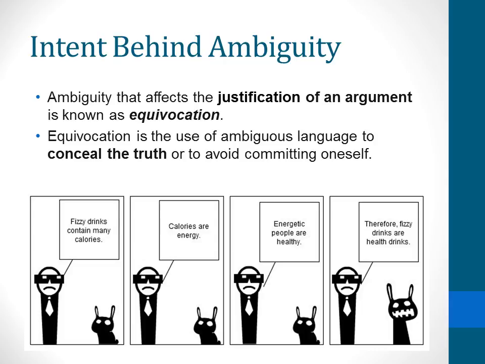The intent behind the ambiguity is important, because remember, most times, especially in everyday conversation, ambiguity is an accident. However, when ambiguity affects the justification of an argument, it is known as equivocation. Equivocation is the use of ambiguous language to conceal the truth or to avoid committing oneself. So, in a nutshell, equivocation means you're lying.